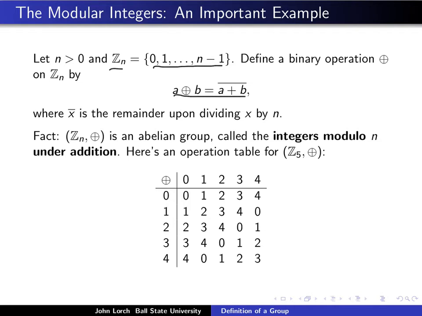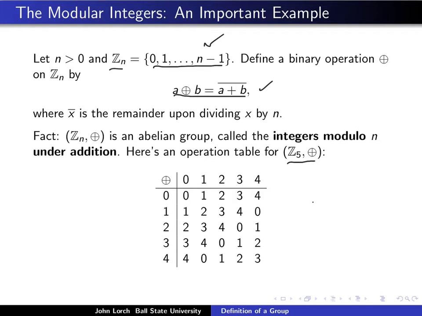You take two numbers, you add them together, and then you compute the remainder when you divide by n. So it turns out that this set that we call Z sub n, paired with this binary operation, is an abelian group. And we call it the group of integers modulo n under addition. Now for a specific example, we can look at, say, Z5.